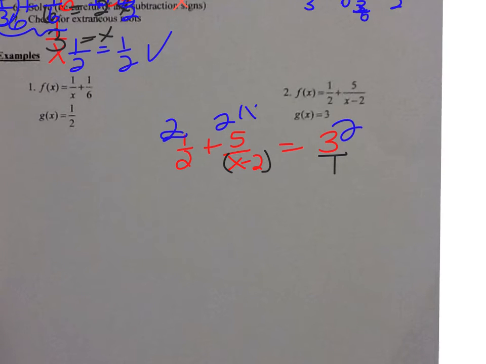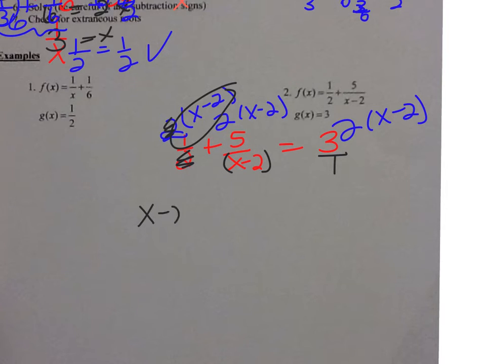So you need an x minus 2. So that means multiply everything by x minus 2. All right, now we're going to reduce. So 2 and 2 reduce. So I'm left with 1 times x minus 2, which is x minus 2. x minus 2 and x minus 2 reduce, so I'm left with plus 10 equals.